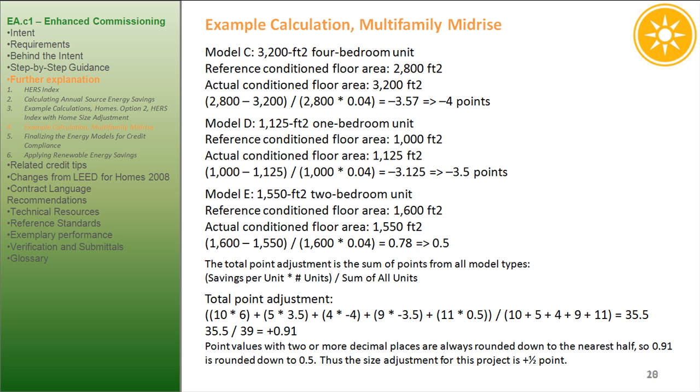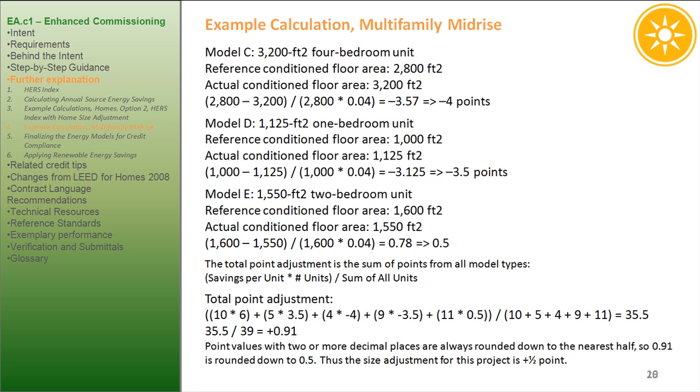Model C, 3,200 square feet 4-bedroom unit. Reference conditioned floor area, 2,800 square feet. Actual conditioned floor area, 3,200 square feet. 2,800 minus 3,200, over, 2,800 multiplied by 0.04, equals minus 3.57, which gives negative 4 points.